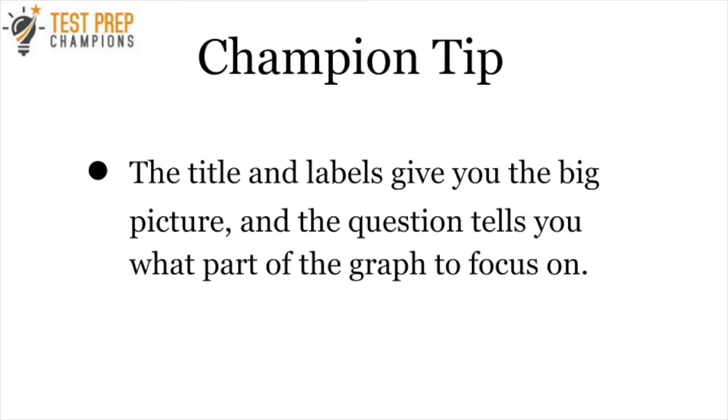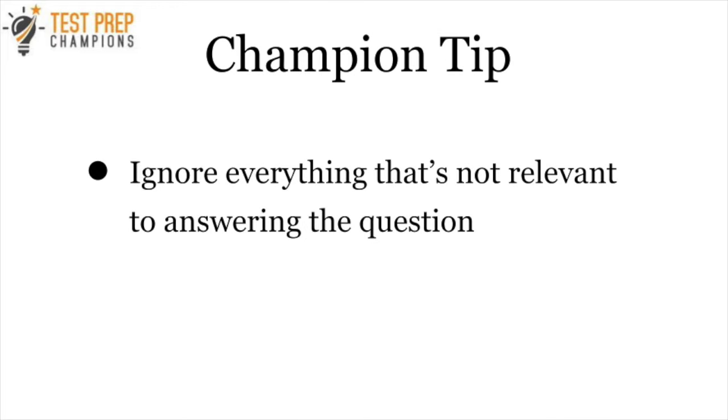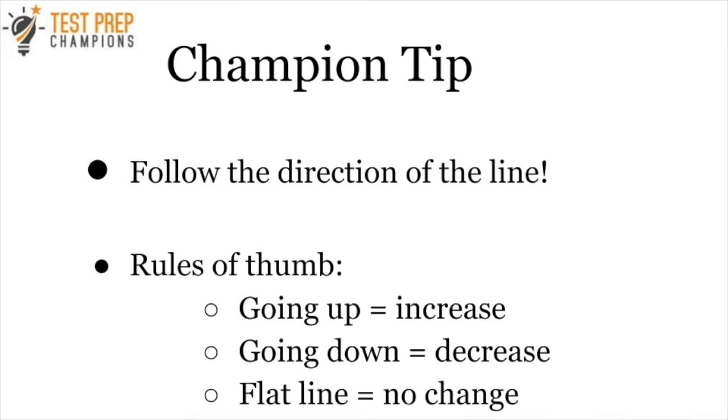So what I want you to do is to ignore everything that's not relevant on the graph to answering the question. I just want you to look at the part of the graph that's relevant to the question. And this is really a big tip. This slide is really going to help you out with social studies and also science and other sections of the GED. As a general rule of thumb, you always want to follow the direction of the line on the graph. A line that's going up is showing increase, a line that's going down is showing decrease, and a flat line means no change.